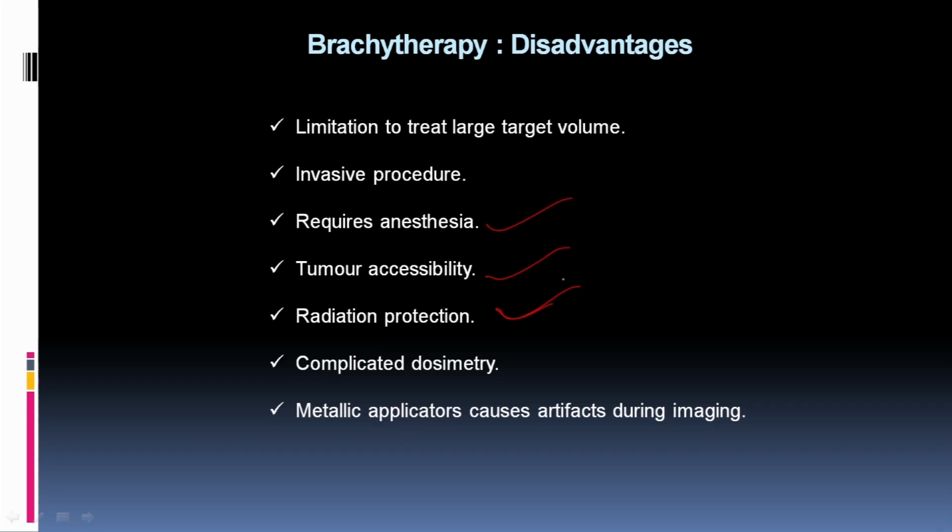Now, dosimetry of brachytherapy is also very complicated, and it is very laborious to create one treatment plan for brachytherapy, because most of the time we use metallic applicators and they cause artifacts during imaging, and our treatment planning will be compromised because of these artifacts caused by the metallic applicator.